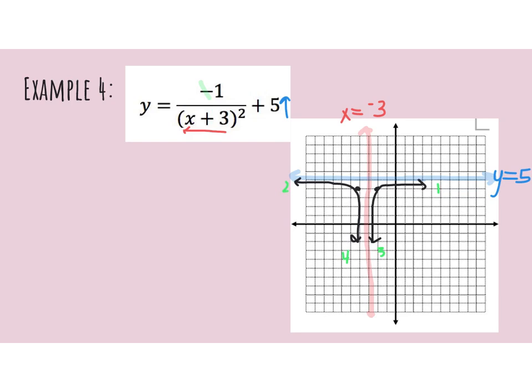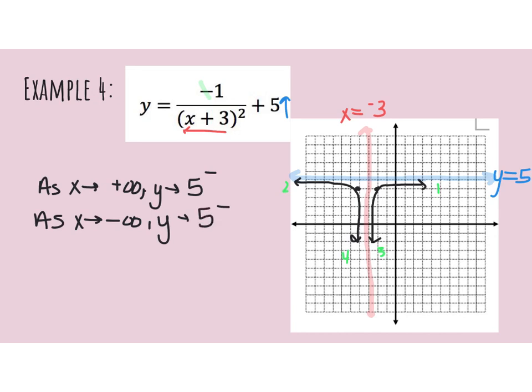Let's start with arrow number 1. As x approaches positive infinity, y is approaching 5 from under. So we put from the negative side up in the power. As x approaches negative infinity, now I'm going to arrow number 2. Y is approaching 5 again from under, so I put a negative sign. Arrow number 3 there.